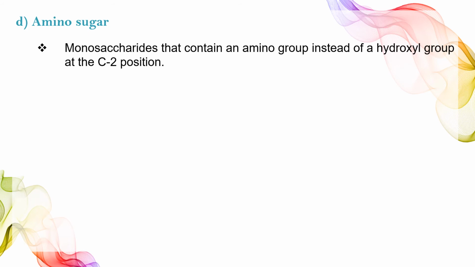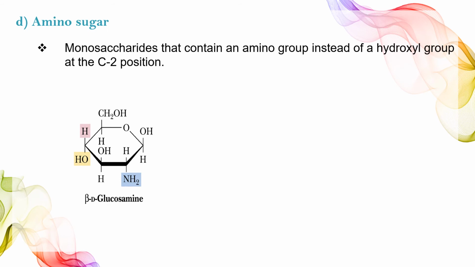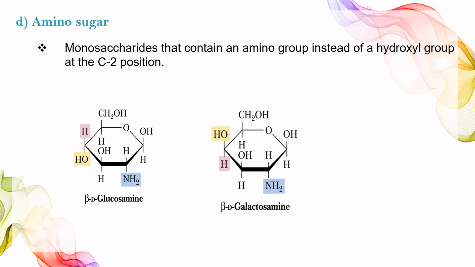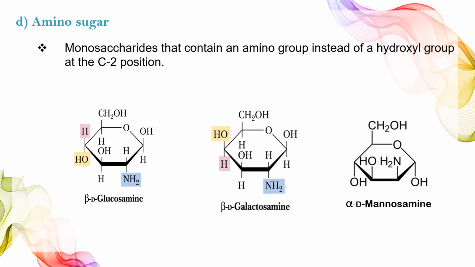The most common amino sugars are D-glucosamine, which can be found as the main component of chitin of crustaceans and insects, and the other one is D-galactosamine, which is present in chondroitin of cartilage, bone, and tendons. The other example of amino sugar is mannosamine, which is a constituent of glycoproteins.